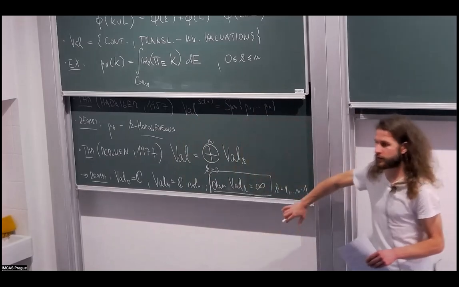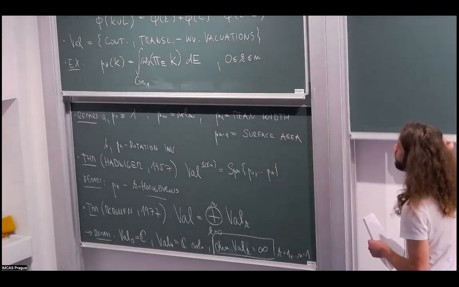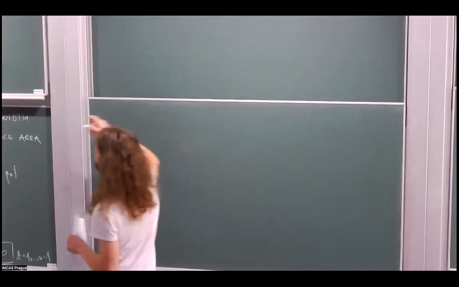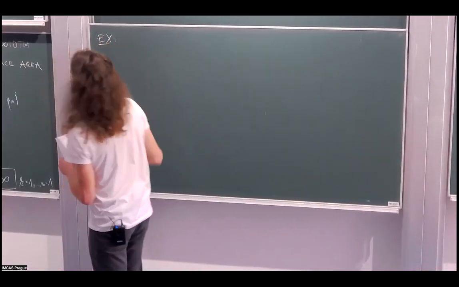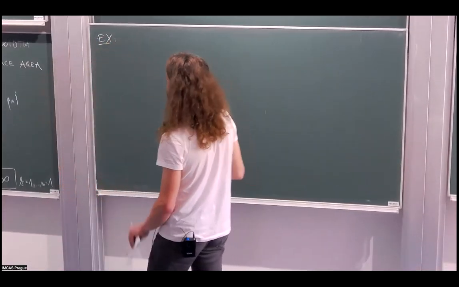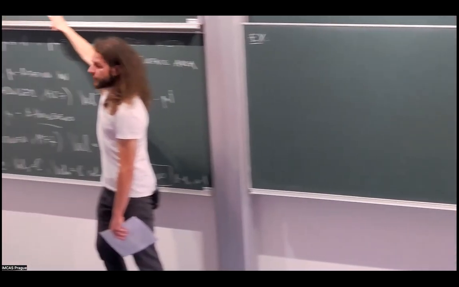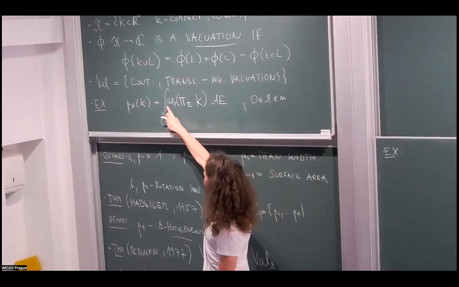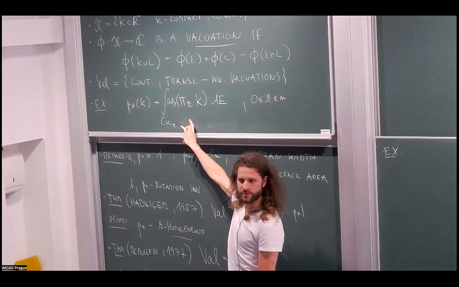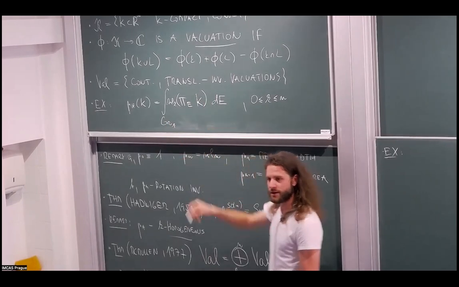Right? So I claim this. It's not obvious at all, but I'll give you a lot more examples so that you can believe me that I'm actually getting something infinite dimensional here. Namely, I can generalize this construction and weight my measure by any continuous function. Or I can just multiply the volume by any continuous function on the Grassmannian and I'll still be getting a translation invariant continuous valuation.